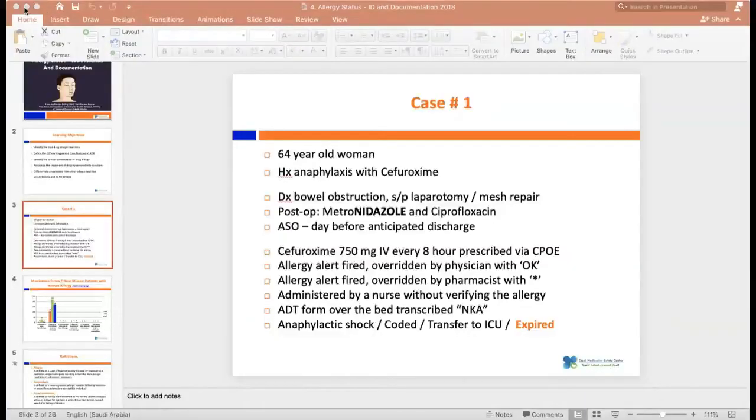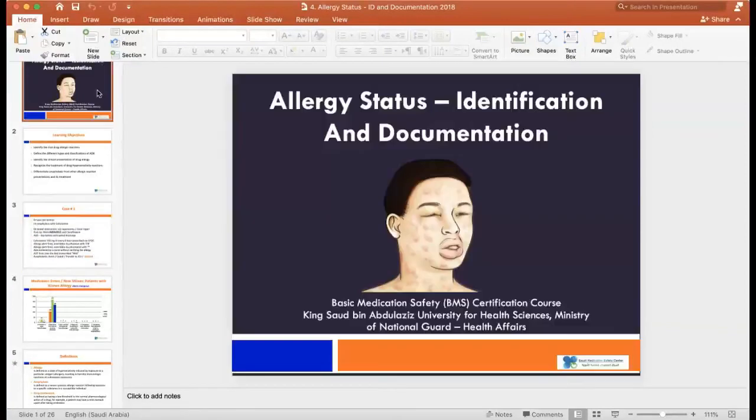Okay. So do you see the first slide, which is allergy status identification and documentation? Okay, so this is the first slide.